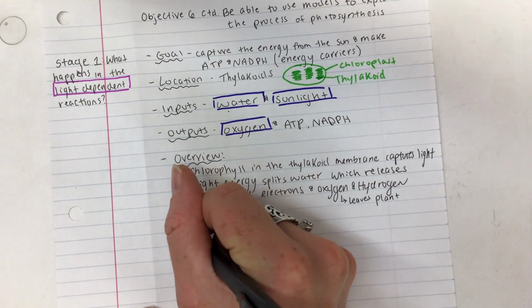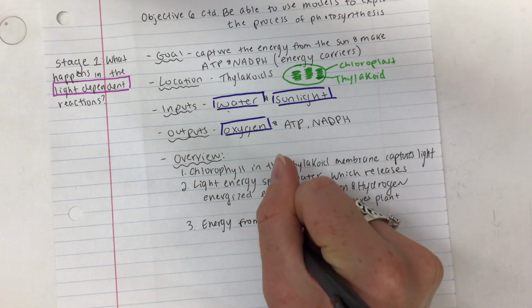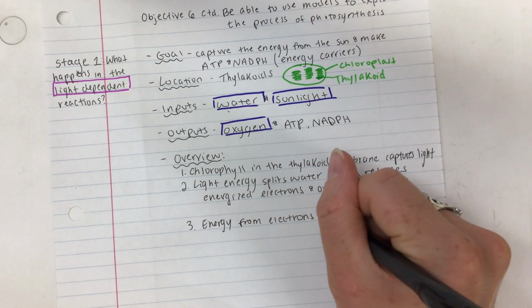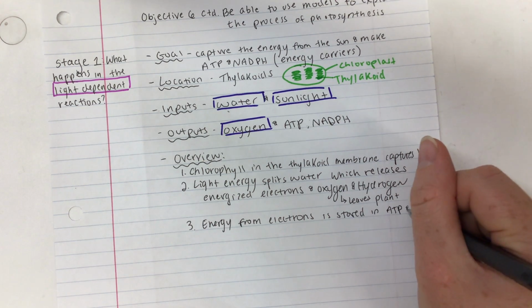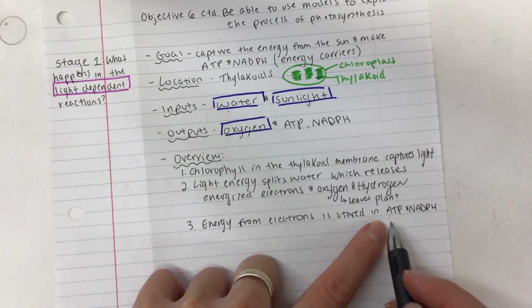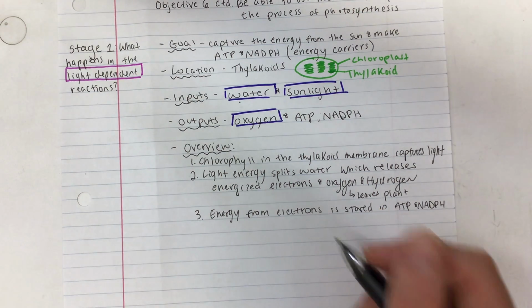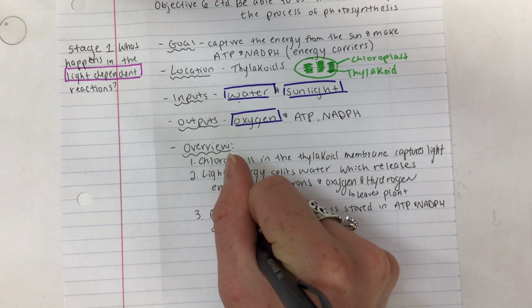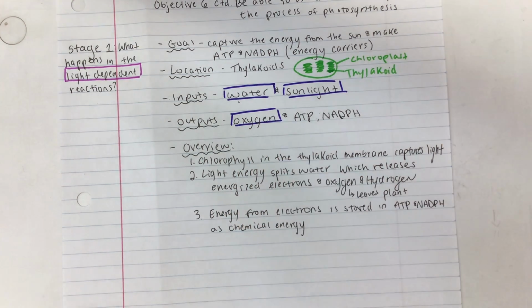So here it is. So number 3, energy from electrons is stored in ATP and NADPH. So they're going to be stored directly in NADPH. With ATP, there's a little bit of a process that occurs with these hydrogen ions and a couple of more things, even more behind the scenes, but we're going to go with that. And it's going to be stored as chemical energy. We're taking this light energy, and here it is as chemical energy, which will be stored away, we know, in glucose eventually.